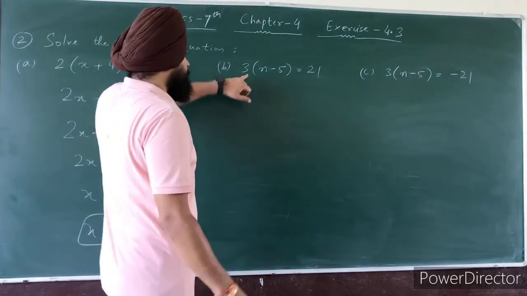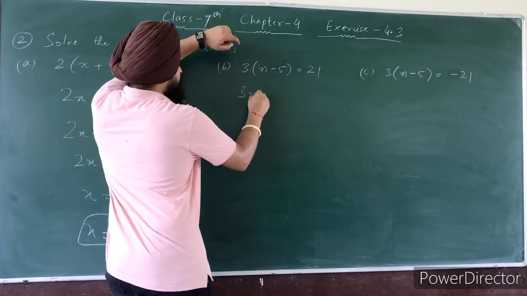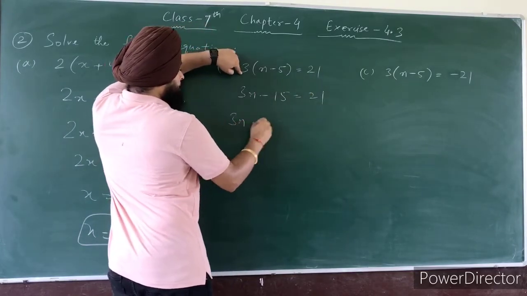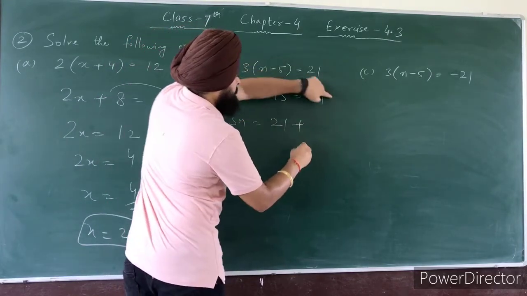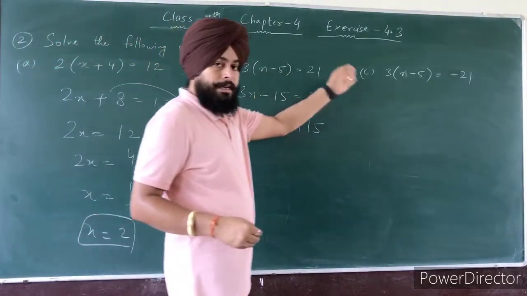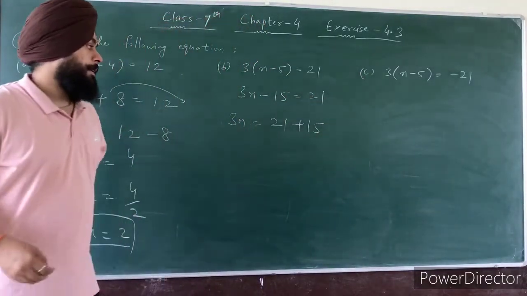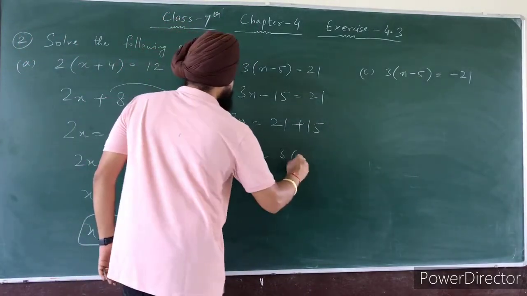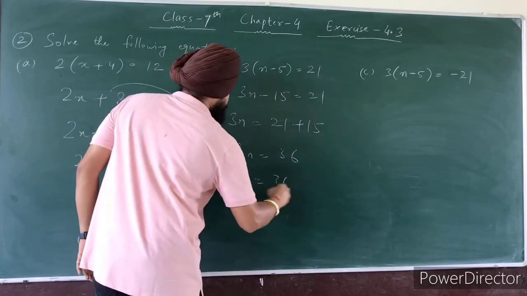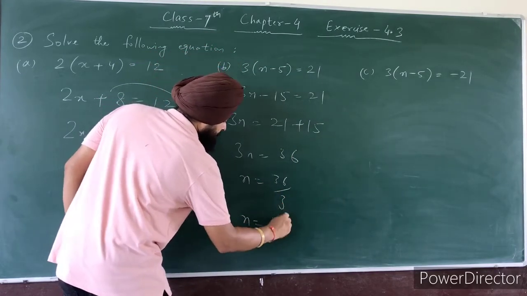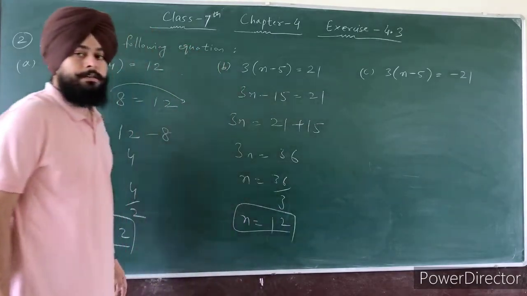Second B part, so first open the brackets, 3 multiply with n, 3n minus 3 fives are 15 is equal to 21. So 3n is equal to 21 plus 15. Okay, so minus 15 when you take it to the right side will become positive, plus 15. Now 21 plus 15, 36. 3n is equal to 36. Now 3 is divided with 36. Now 3 ones are 3, 3 twos are 6. The value of n is here 12.